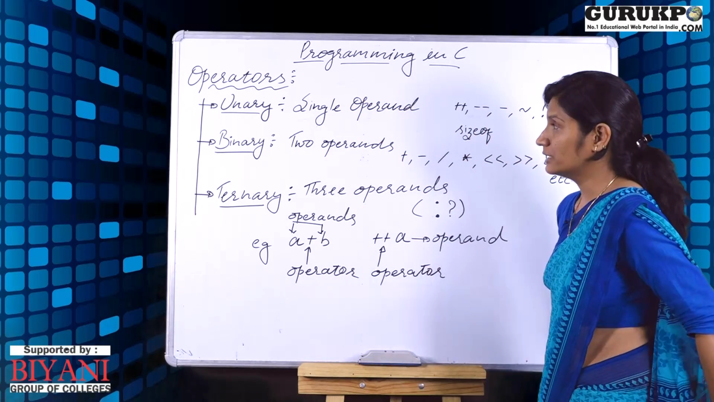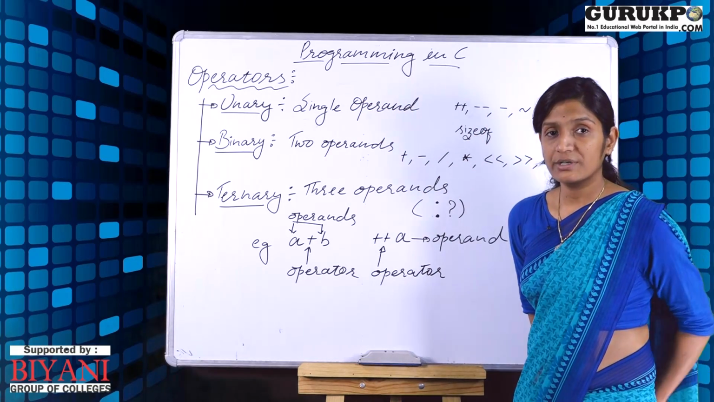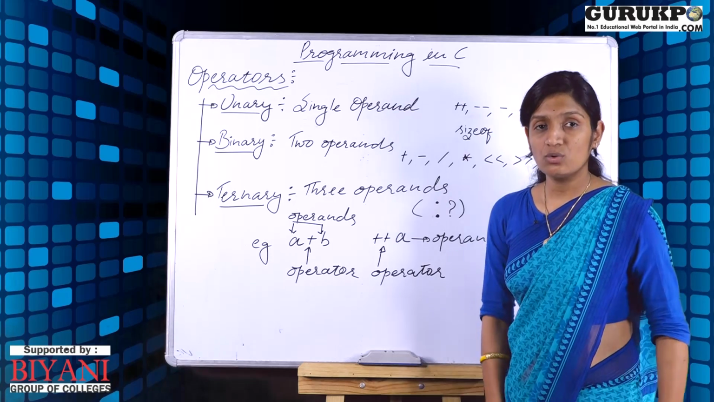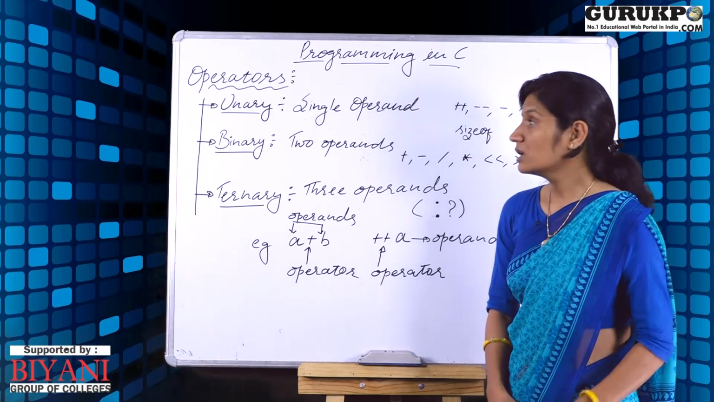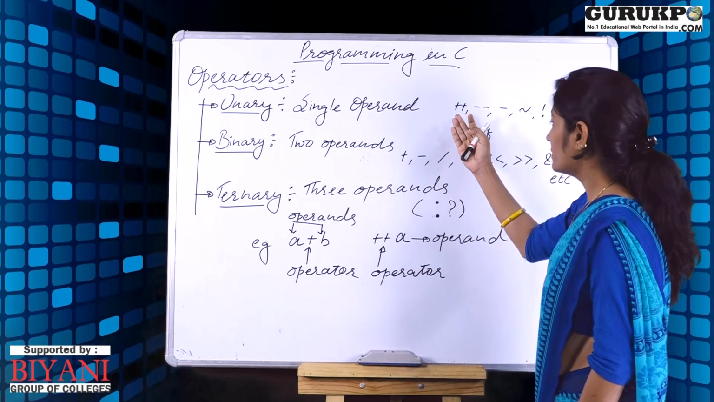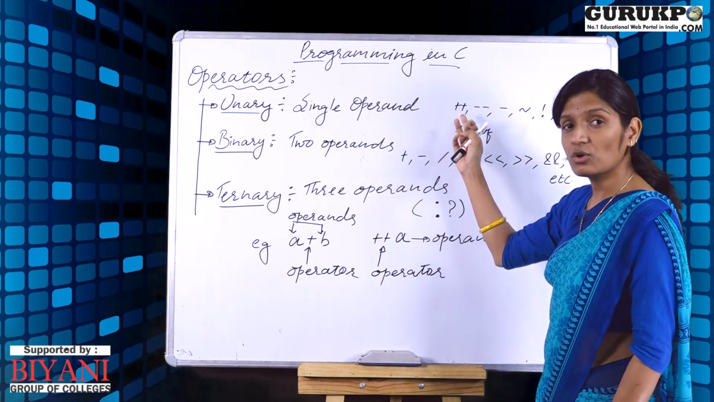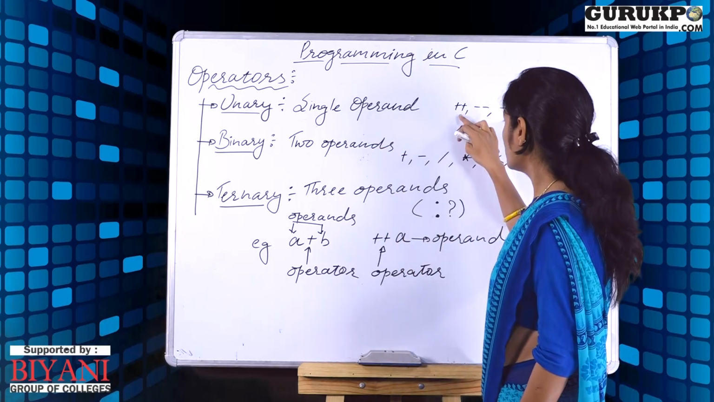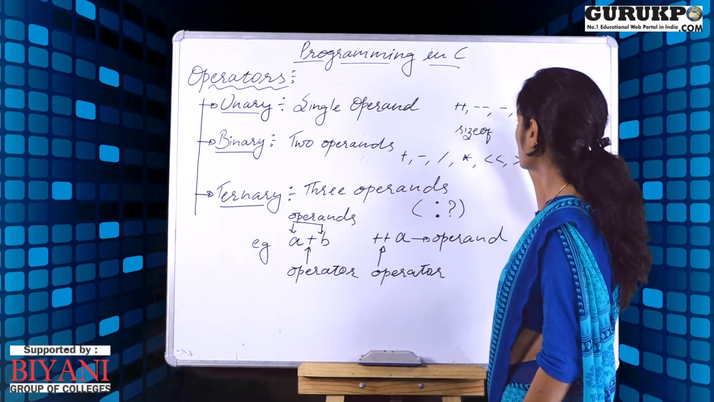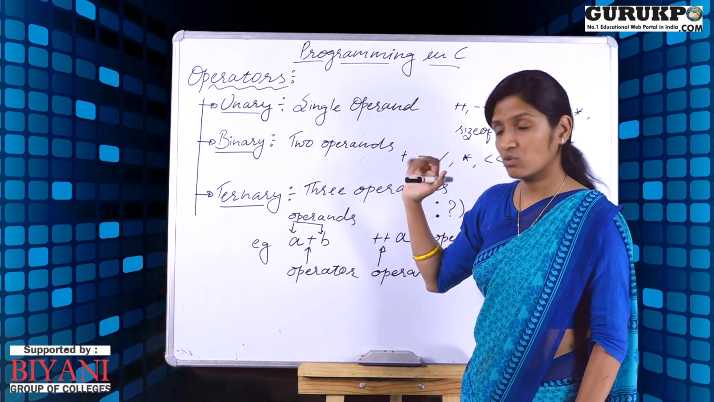binary and ternary. What are unary operators? Unary operators are those which are taking only a single operand as input. For example, plus plus, it is a combination of two operators but it works individually. Plus plus, minus minus, unary minus, negation and many more.